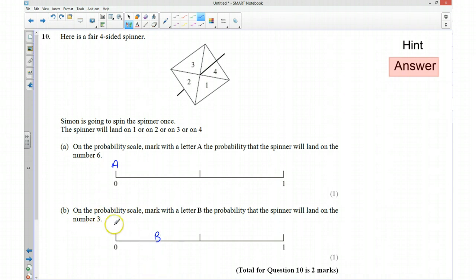Okay, a common error here would be to see the number 3 there and say to yourself that that's going to be 3/4. Okay, so be careful you don't fall into that trap there. It's actually one way of doing it out of 4, and they've all got an equal chance, so it's going to be 1/4, and you can mark your B there.